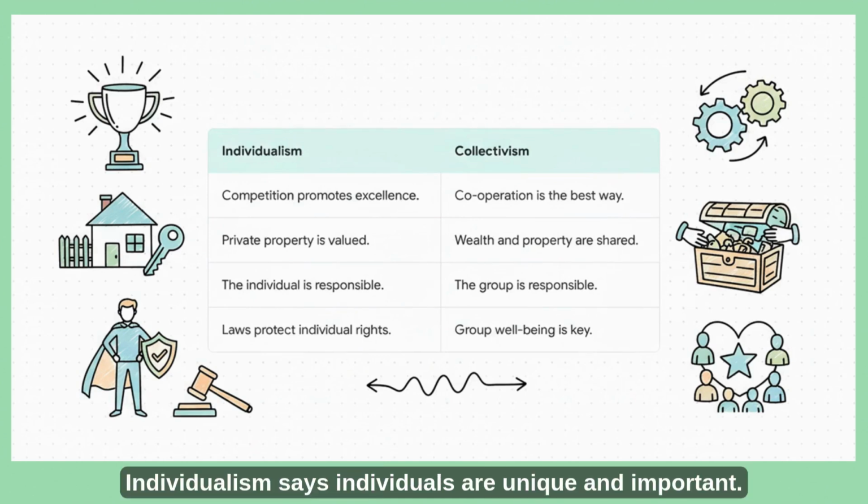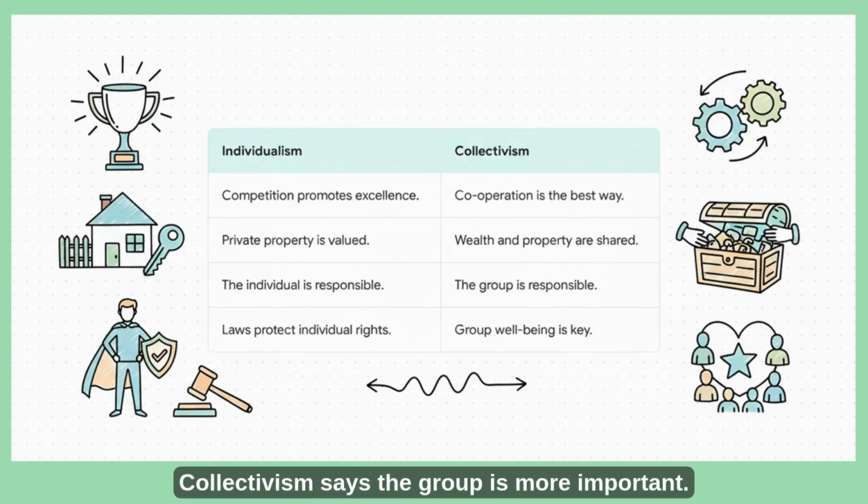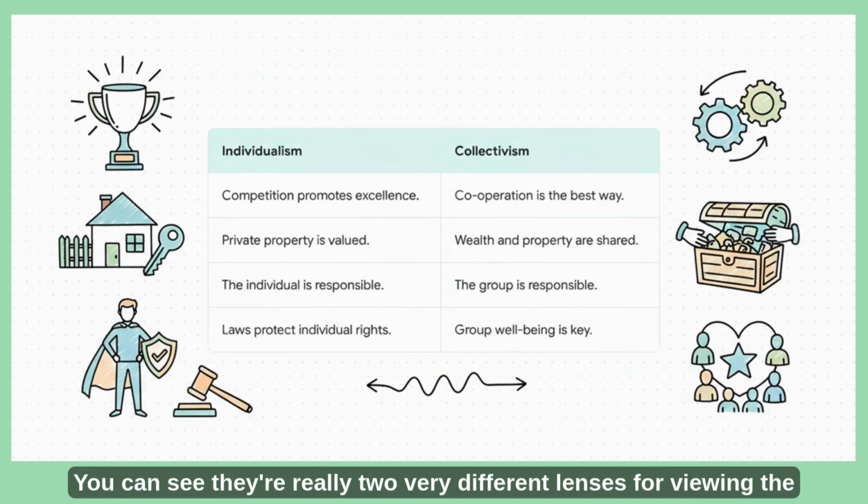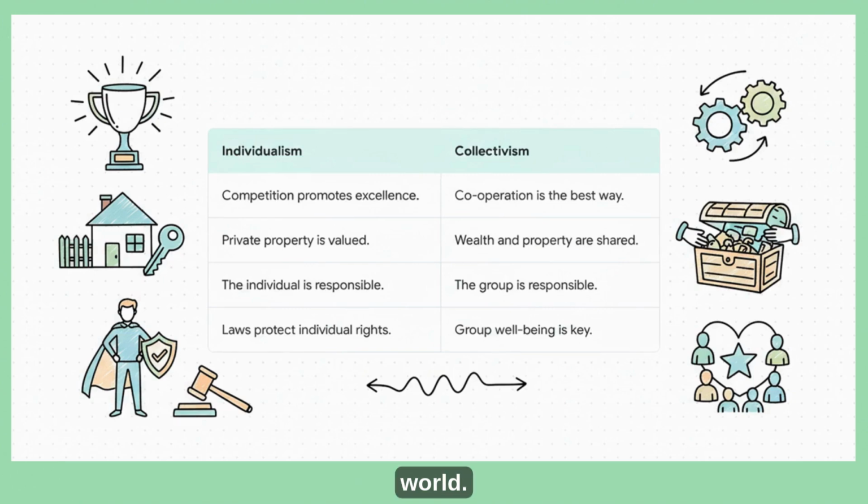Individualism says individuals are unique and important. Collectivism says the group is more important. Individualism says competition is the way to go. Collectivism says cooperation is key. Private property versus shared property, individual responsibility versus group responsibility. You can see there are really two very different lenses for viewing the world.